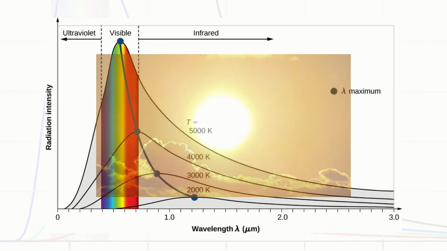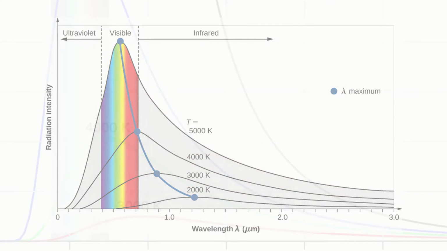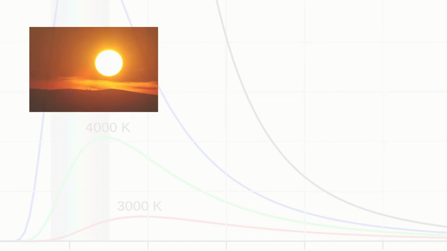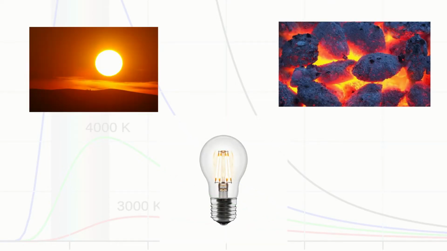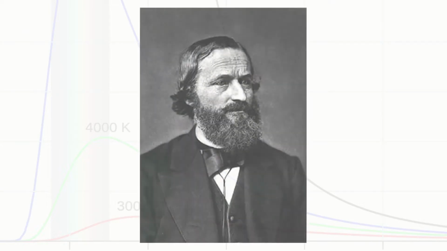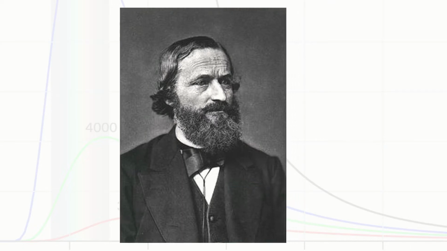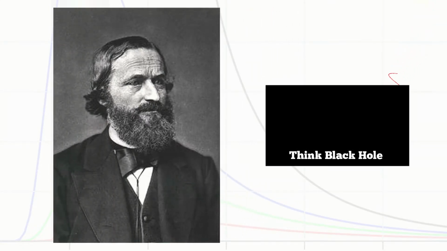What's important to realize is that this relationship occurs independently of the material, whether it's the sun, a light bulb, hot coals, or even a human. The same relation exists. But we still haven't answered the question, what is a black body? The term black body was first used by Gustav Kirchhoff in 1860 to explain an object that emits and absorbs electromagnetic radiation of all wavelengths.